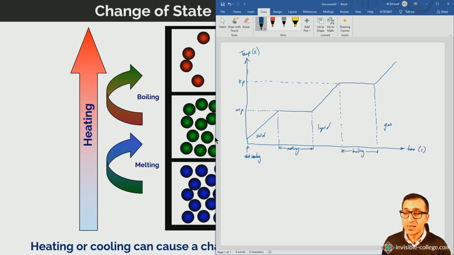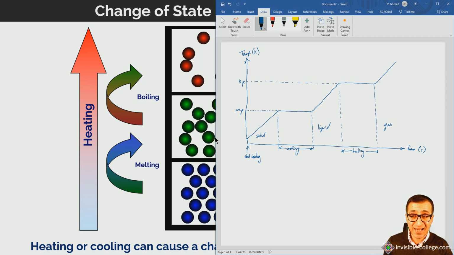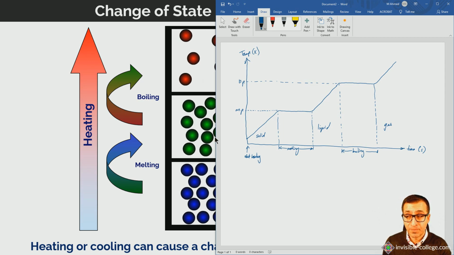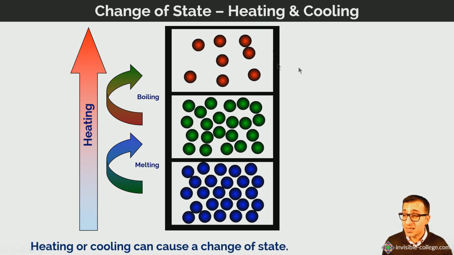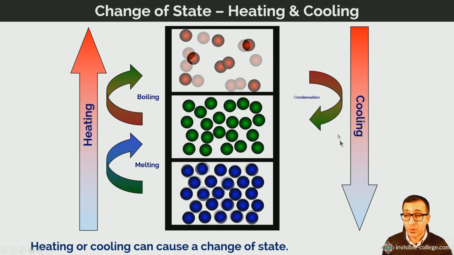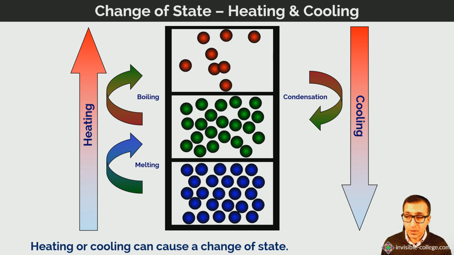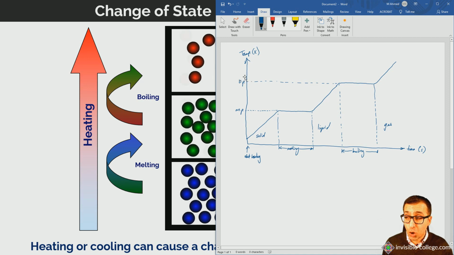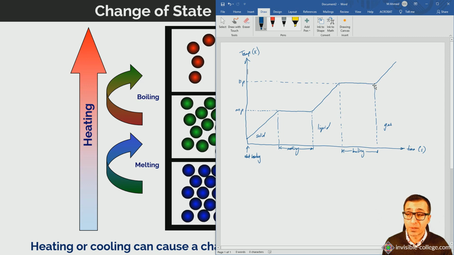Now, equally, if we go in the opposite direction, let's say we started here with a gas and we cooled the gas down, well, we're taking thermal energy away from the gas, and so its temperature will fall. But once it reaches the same temperature as before, the boiling point, which we would now call the condensation point, the gas will condense to form a liquid. Now this also happens at a constant temperature. We call it the condensation point because that's what's happening, but it's the same temperature as the boiling point.